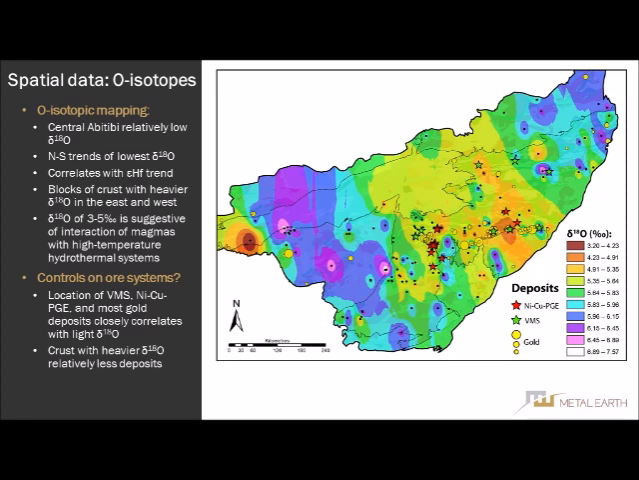If we look at where the mineralization plots, again, this is the area it prefers: the most juvenile, but also the area with the most mantle-like or lighter oxygen component as well.